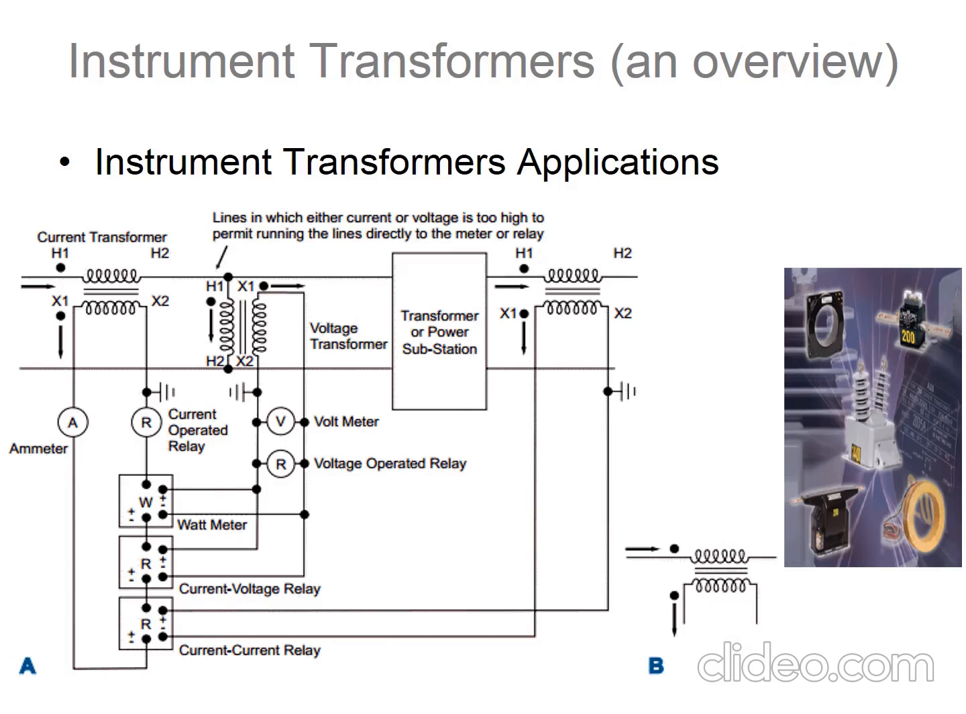Okay, this is an overview of instrument transformers. As we can see here, this one is the current transformer, and this one is the voltage transformer. The current transformer here is connected to the ammeter, and the voltage transformer here is connected to the voltmeter, and then the voltmeter and current meter are connected here to get the wattmeter.